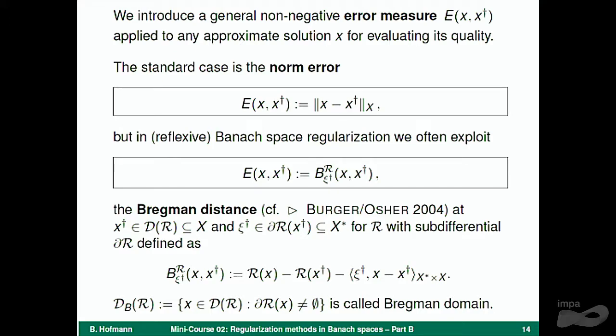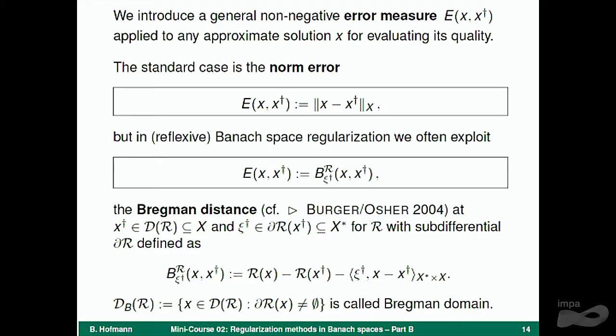Really, the Bregman distance is not a norm. It is something other than the norm, but many people can interpret it and work with it, so it became rather popular. It is important to say this domain is called the Bregman domain, the set of all x from the domain of R such that the subdifferential is not empty. In general, this is an assumption one should always state.